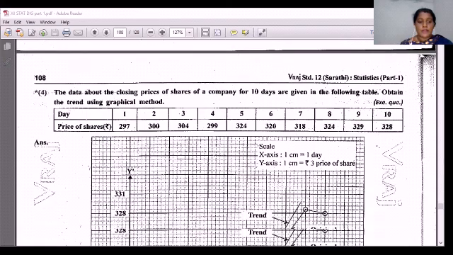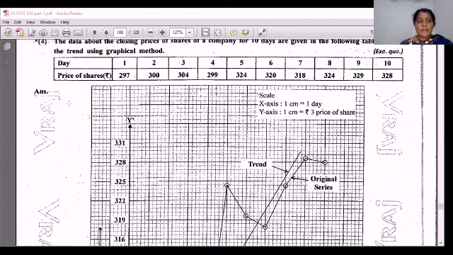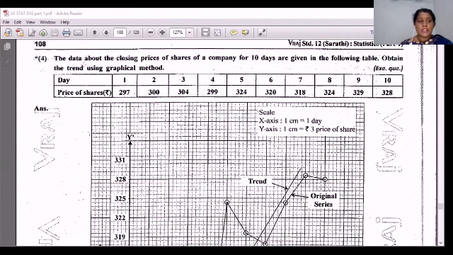Now see the fourth one. Fourth is also in the same way. Here the days are given. The question is: the data about the closing prices of shares of a company for 10 days are given in the following table. Obtain the trend using a graphical method. In this, the days are given 1, 2, 3, 4 till 10, and the price of shares is given.